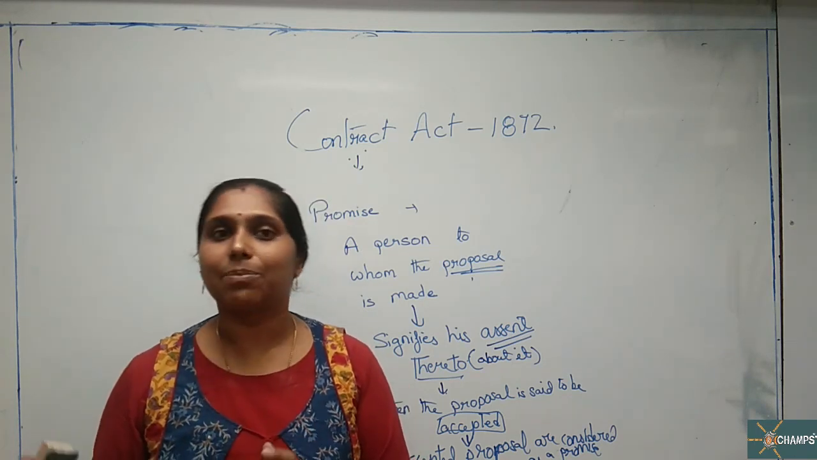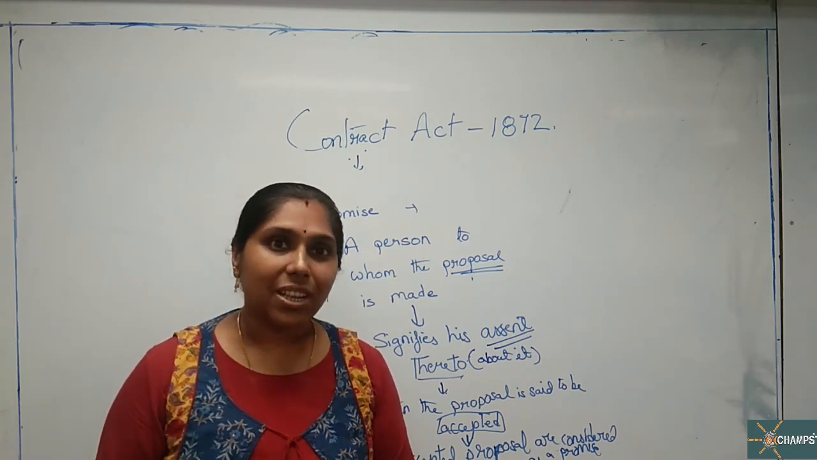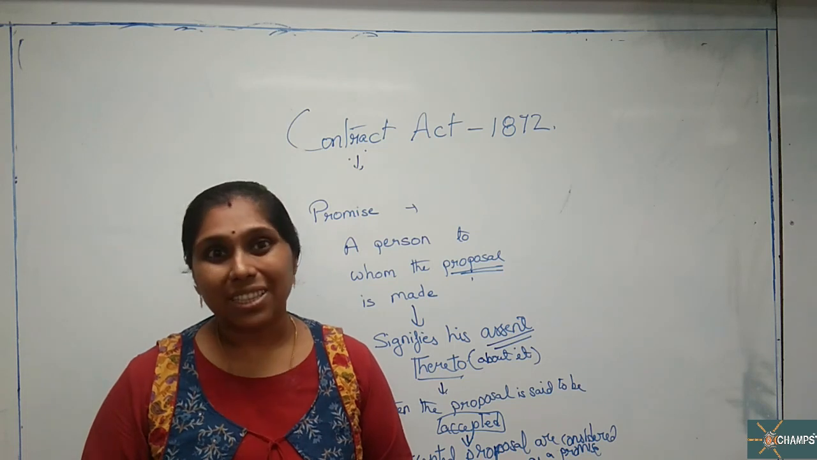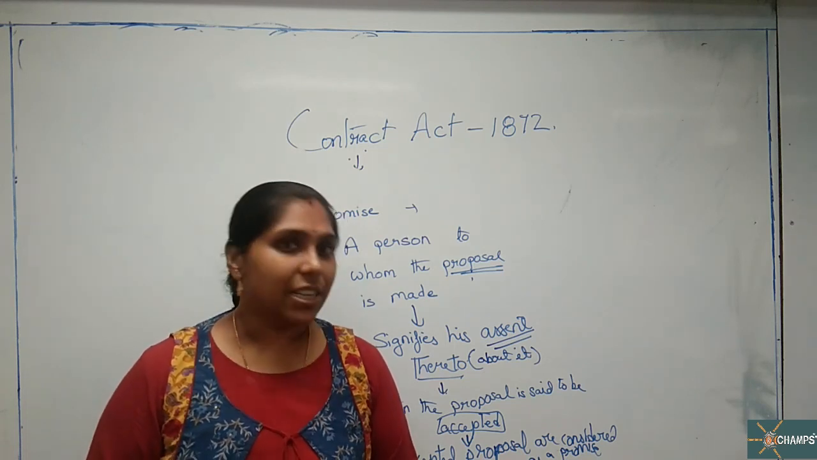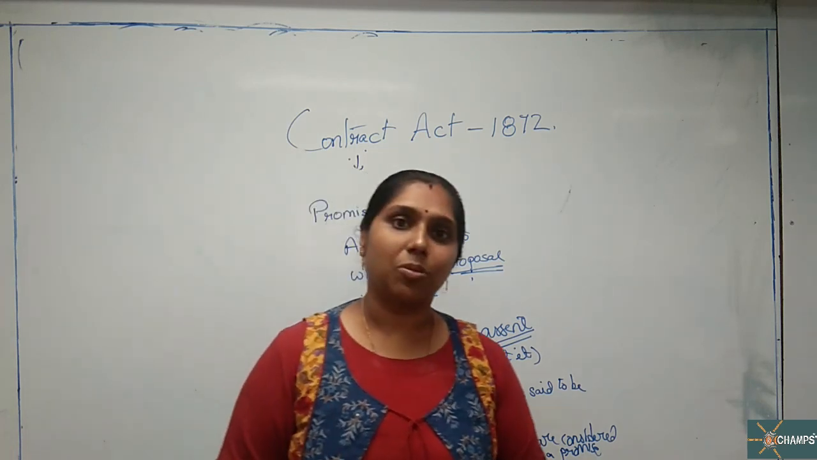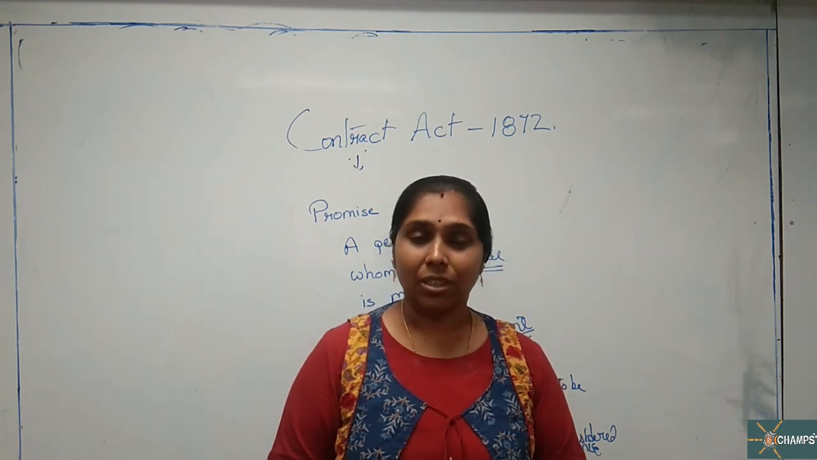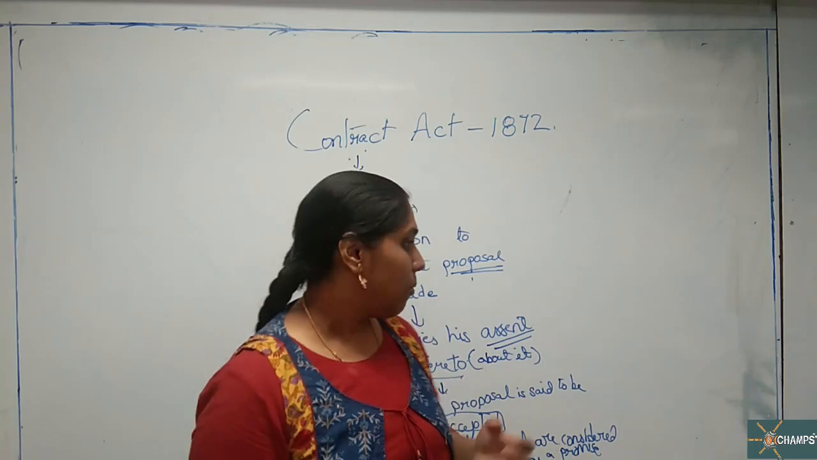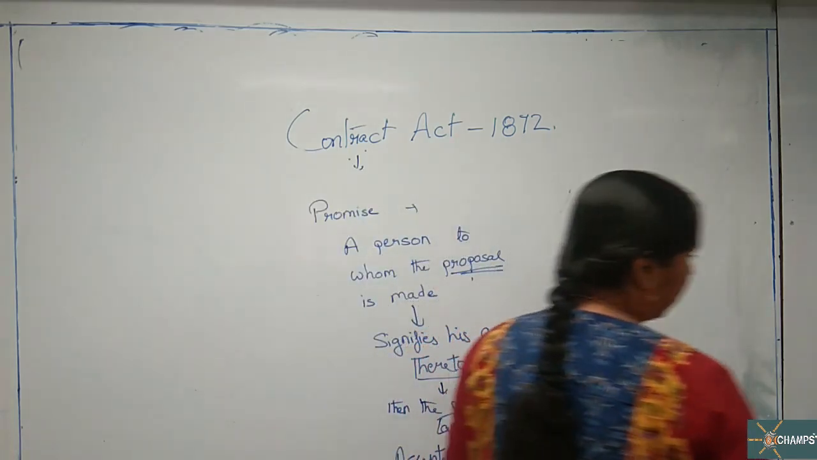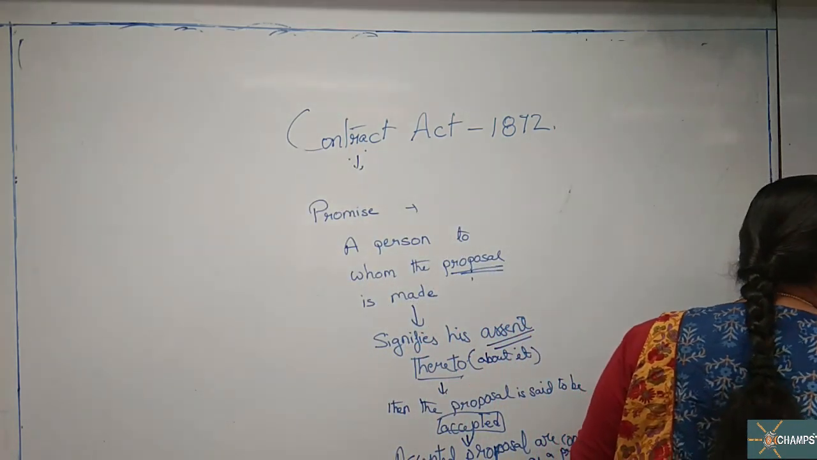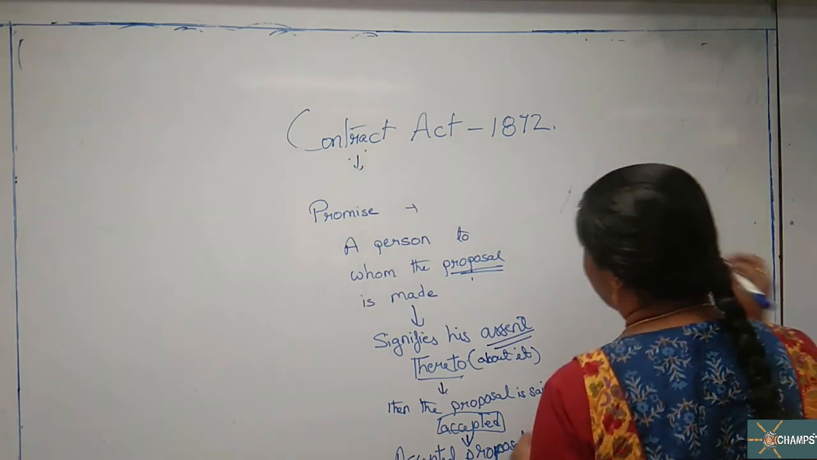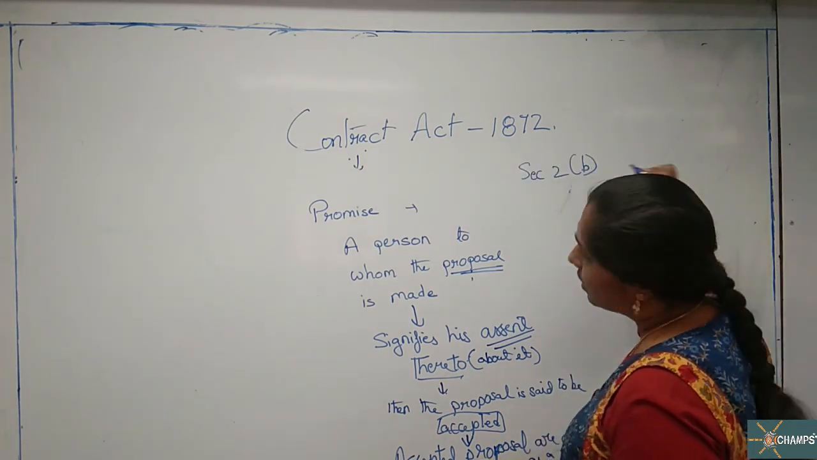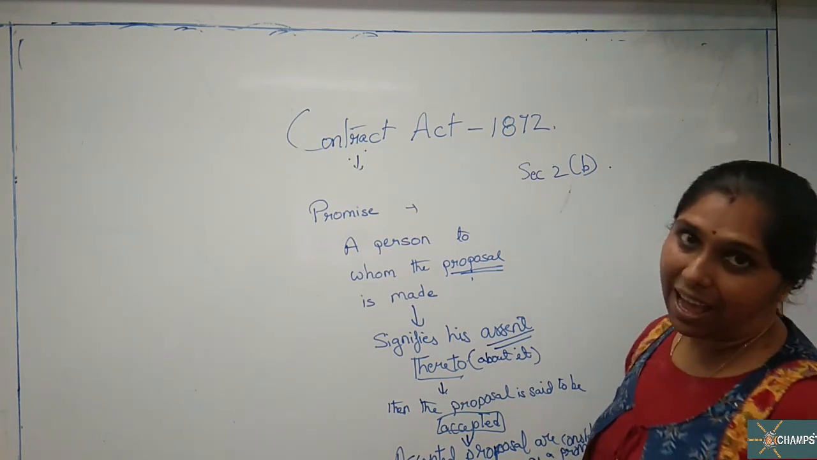Sometimes the answer is completely correct, but the section number is incorrect. Definitely the marks get cut. More marks get cut. I don't advise that you leave out sections as such, but see to it that you memorize them properly. So this is mentioned in which section? Usually this one has been mentioned in section 2, subsection B of the Contract Act.